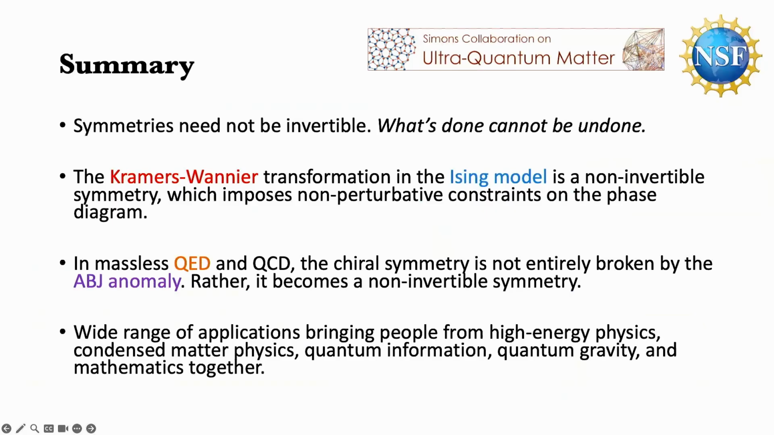And a closely related example is the chiral symmetry in QED and QCD, where the chiral symmetry is shown to be resurrected as a non-invertible symmetry. And this is one reason I really like this research program. The Ising lattice model in 1+1D is a very, very different model compared to the 3+1D QED.